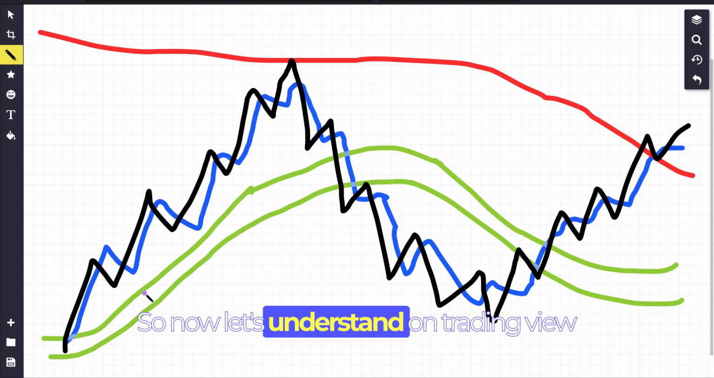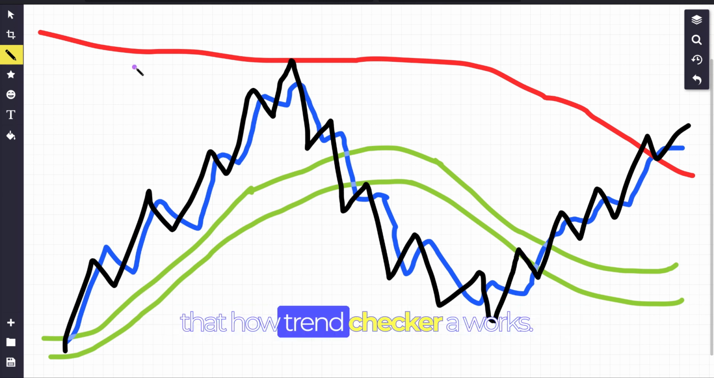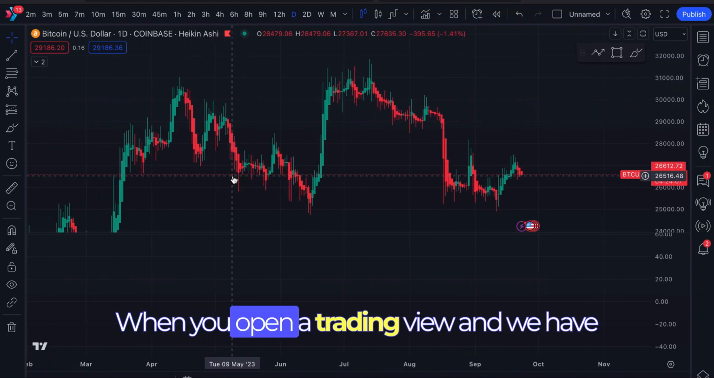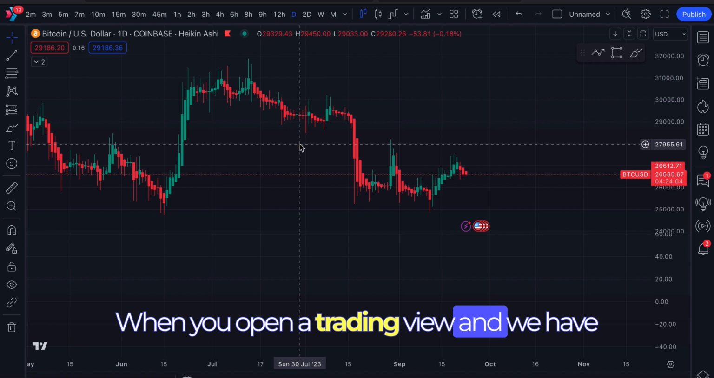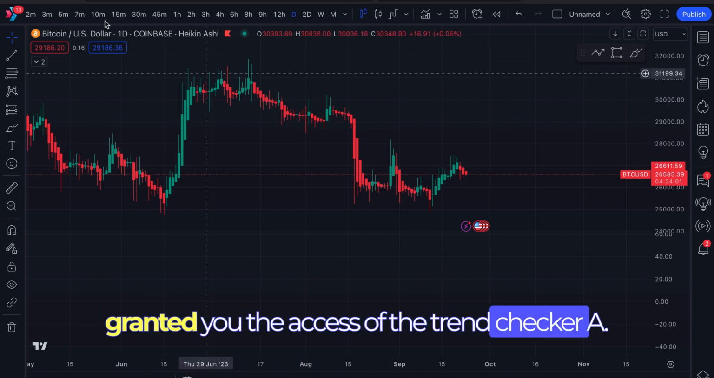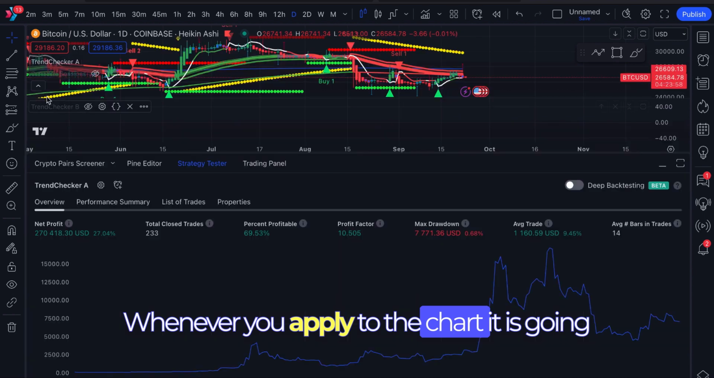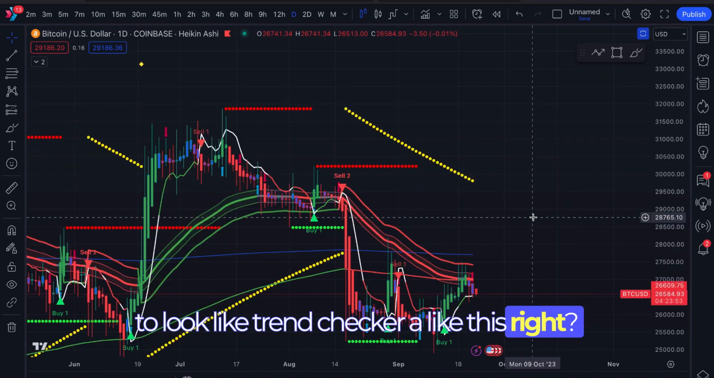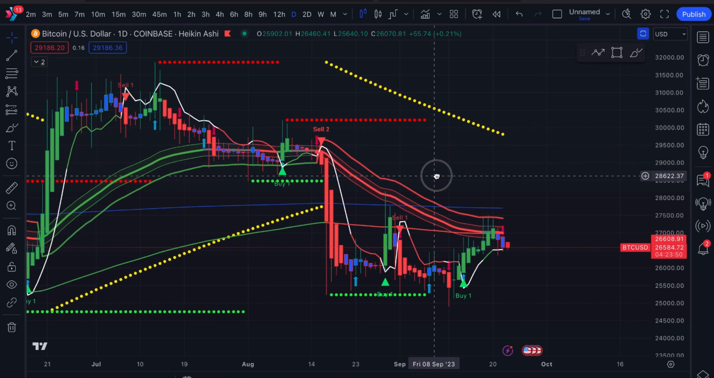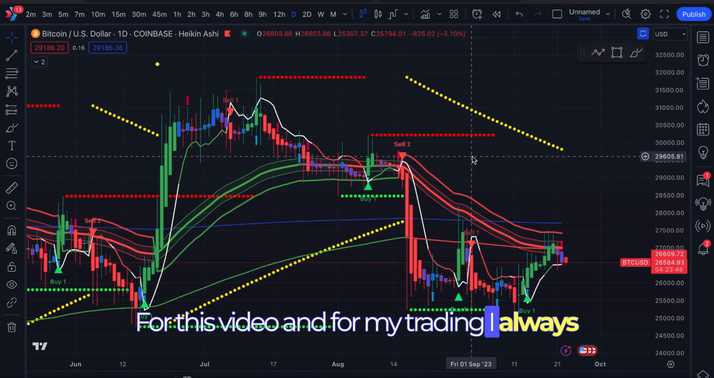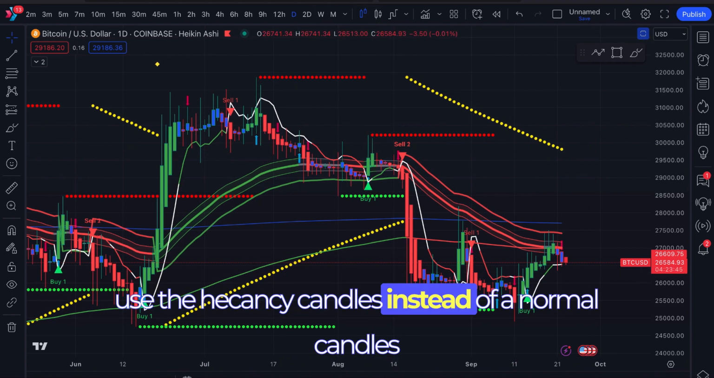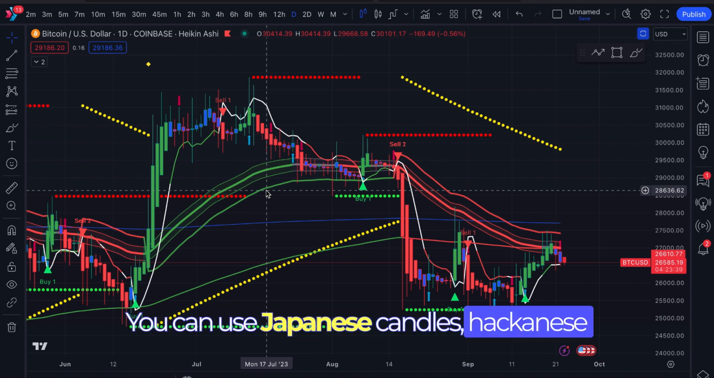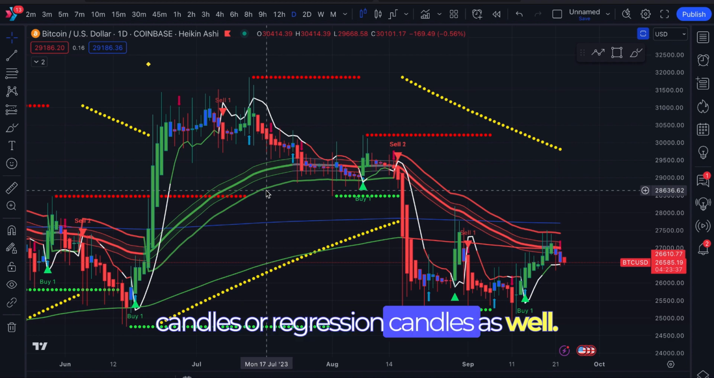So now let's understand on TradingView how TrendChecker A works. When you open TradingView and we have granted you the access to TrendChecker A, whenever you apply it to the chart, it is going to look like TrendChecker A like this. Right? For this video and for my trading, I always use Heikin Ashi candles instead of normal candles, but you can use any candle chart you like. You can use Japanese candles, Heikin Ashi candles, or regression candles as well.